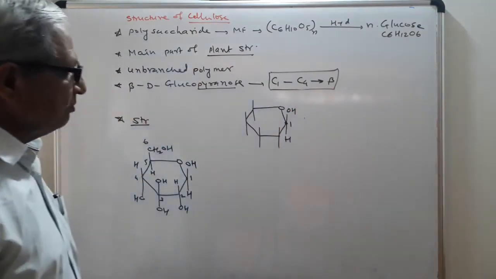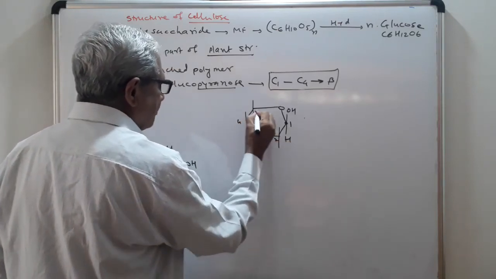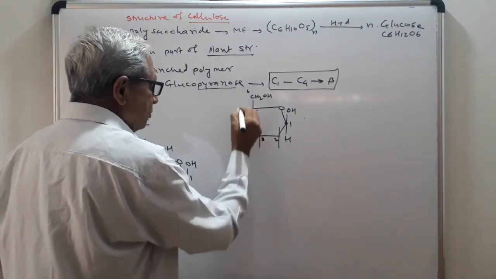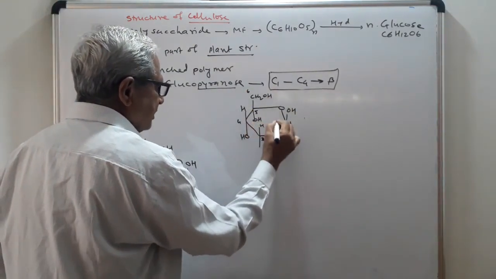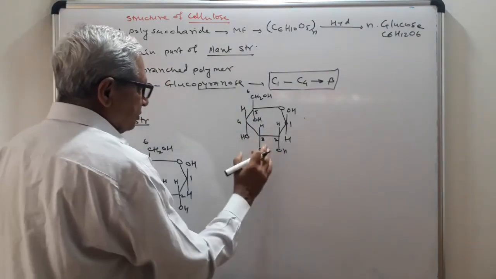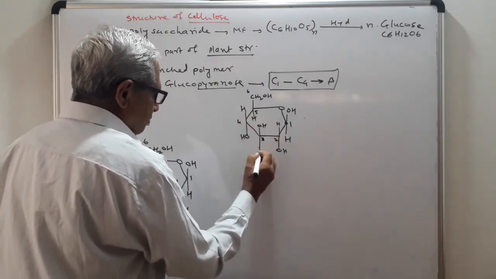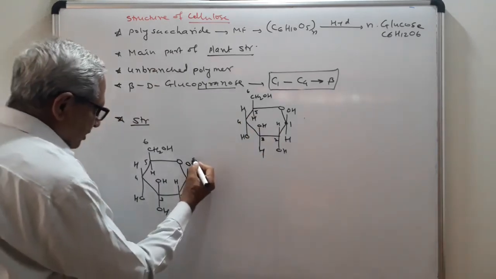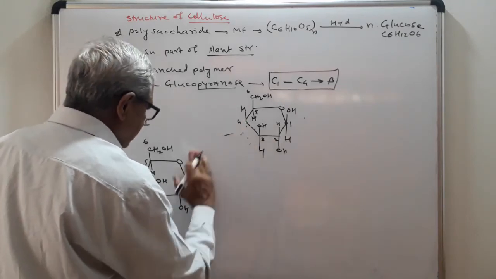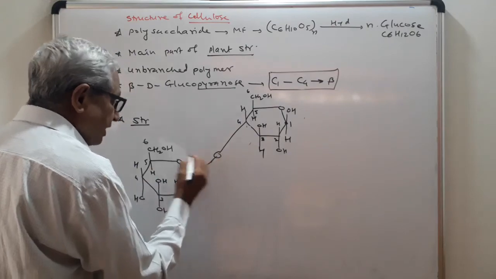This is your carbon number 1, 2, 3, 4, 5, CH2OH, carbon number 6, again OH, H, OH, H, H, OH, OH. On the carbon number 3 OH group is here. Here is the hydrogen, OH and hydrogen. You can easily remove the water molecule here, H2O. And so you will get the glycosidic linkage between C1 and C4. This is the glycosidic linkage.